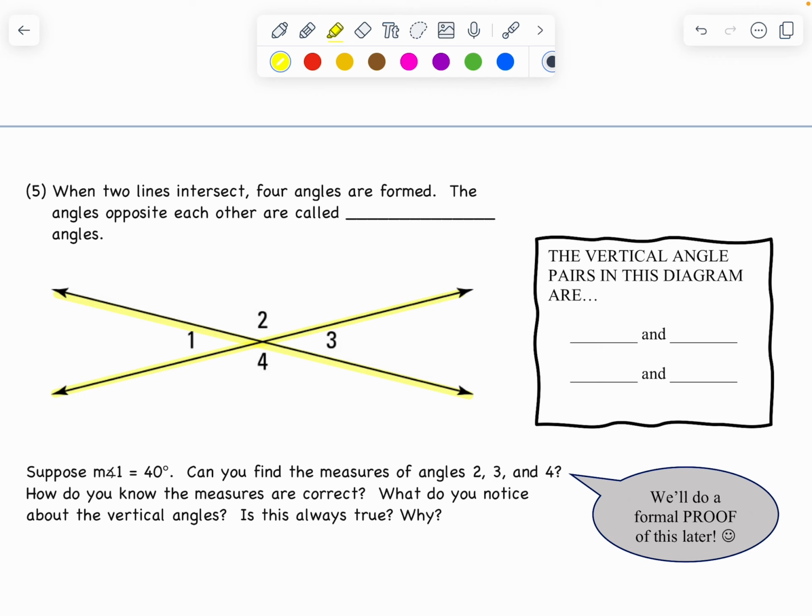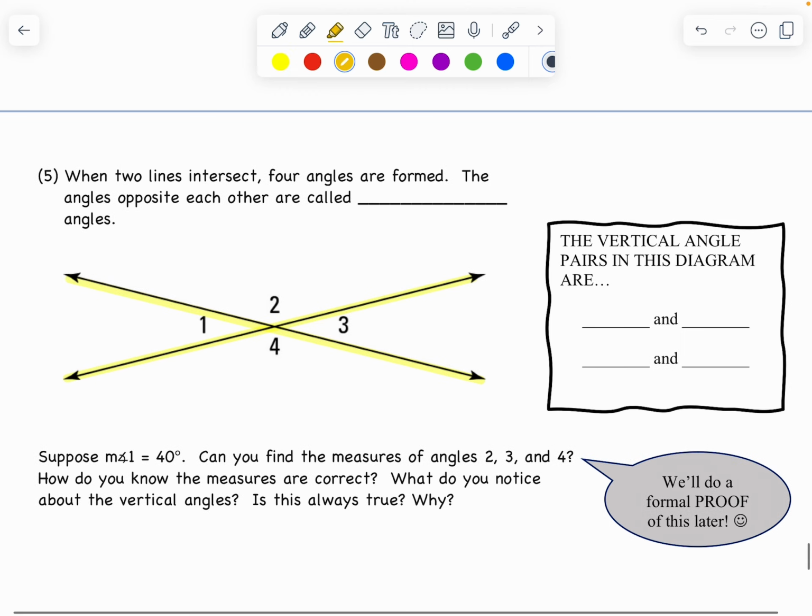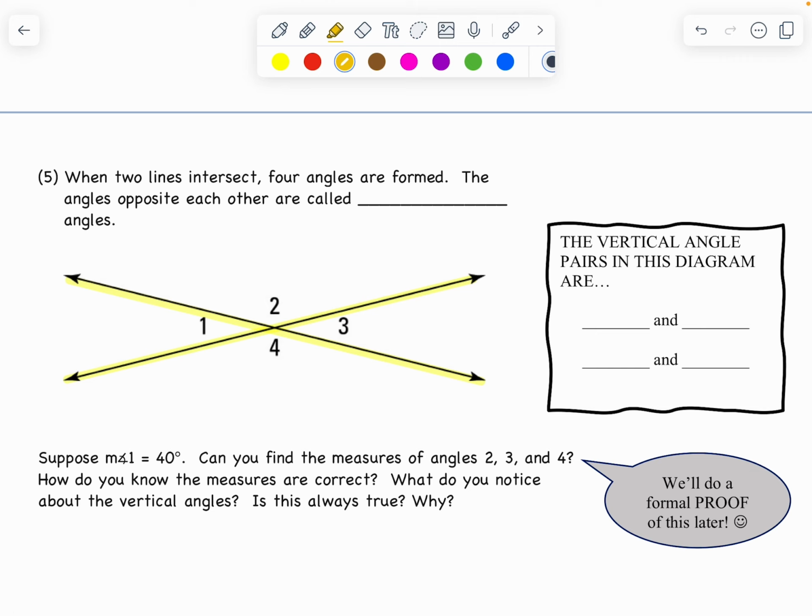But anytime two lines intersect, clearly 4 angles are created, right? That's going to happen no matter what. 4 angles will always be created when two lines intersect one another. So what we're going to be talking about today is the opposite angles that are formed by two intersecting lines, right? Like 2 and 4, right? Those would be opposite angles formed by the two intersecting lines. And then of course 1 and 3 would also be opposite angles formed by the two intersecting lines, right? These are called vertical angles.